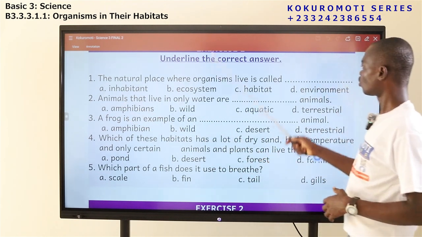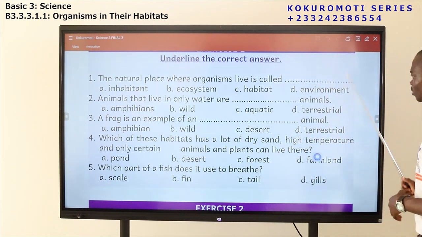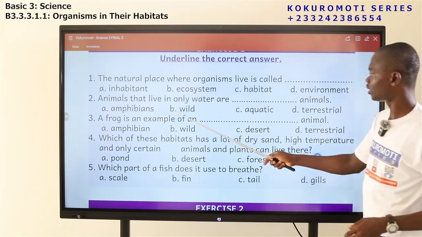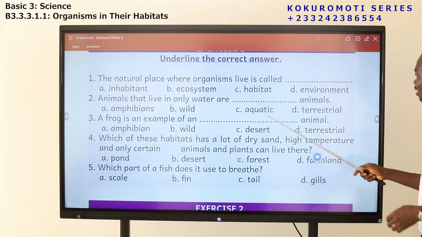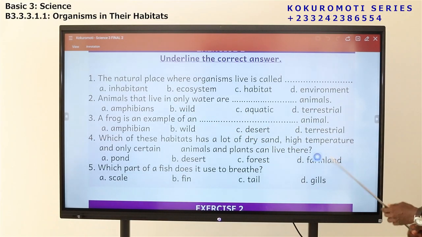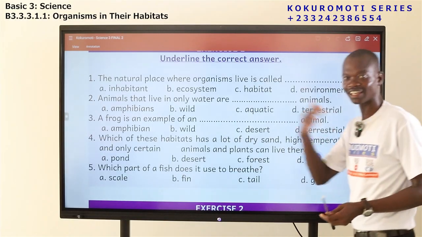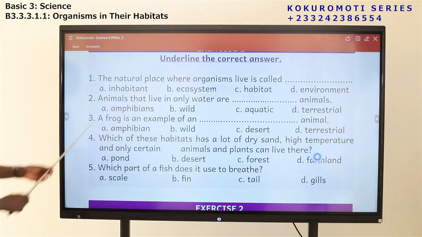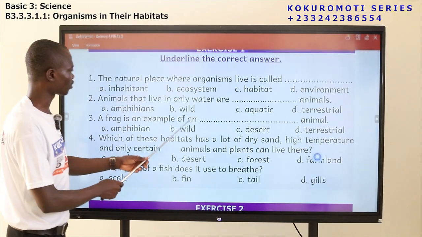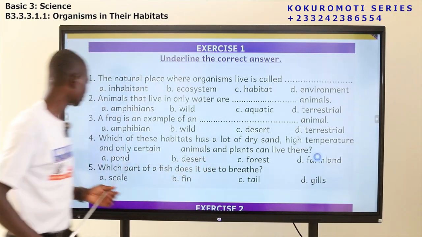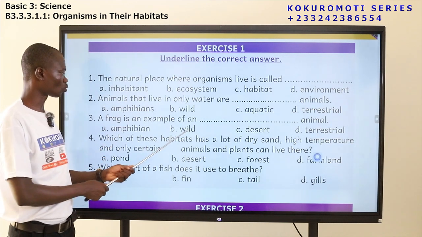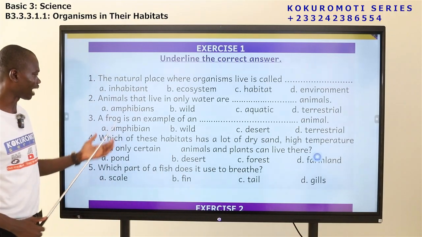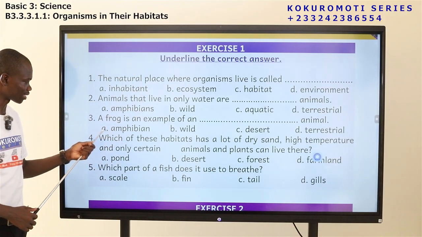Question 2. Animals that live in only water are dash animals. A. Amphibians. B. Wild animals. C. Aquatic animals. D. Terrestrial animals. The answer is what? Aquatic. So aquatic animals are animals that live only in water. Question 3. A frog is an example of an dash animal. A. Amphibian. B. Wild. C. Desert. D. Terrestrial. So the answer, frogs are what? Amphibians. So the answer is A.